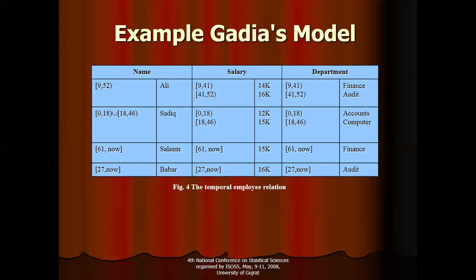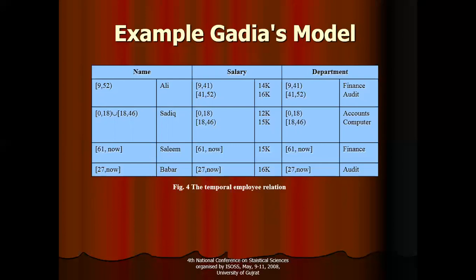Here you can see the name Ali, his salary and department. If you want to see what is homogeneous, just see the intervals over here. The same interval is used for the department, the same interval 41 comma 52, and the same interval is used here. That is called homogeneity. If, let's suppose, these relations are being managed at various intervals, then it is not homogeneous. Then it is heterogeneous.